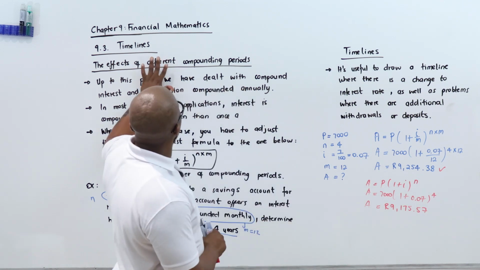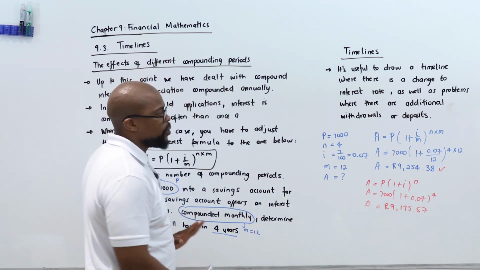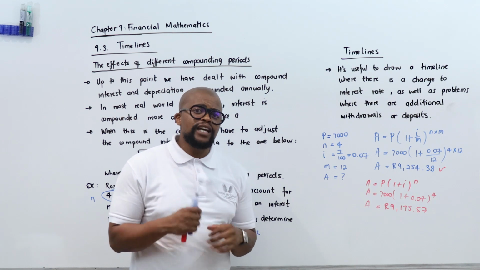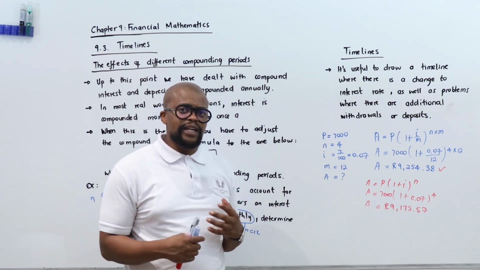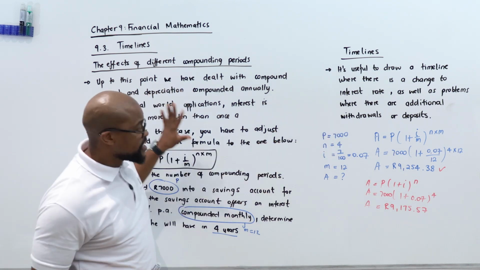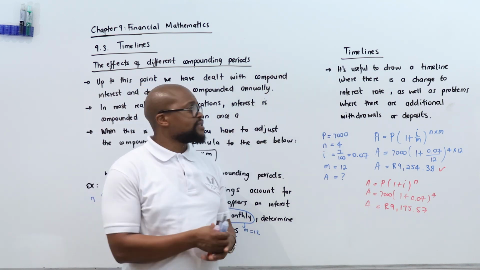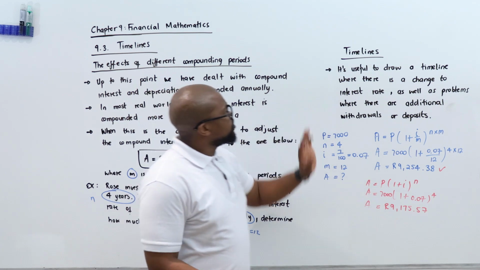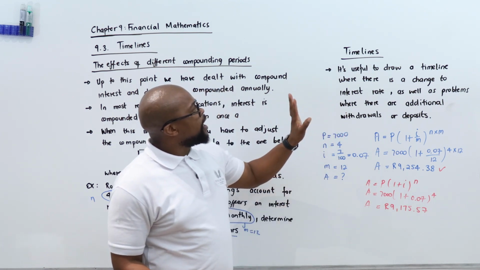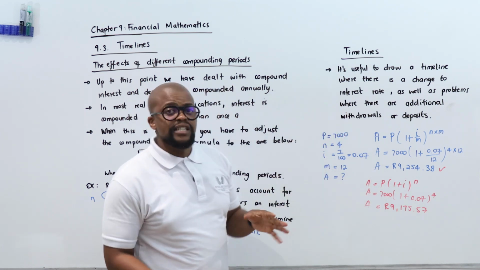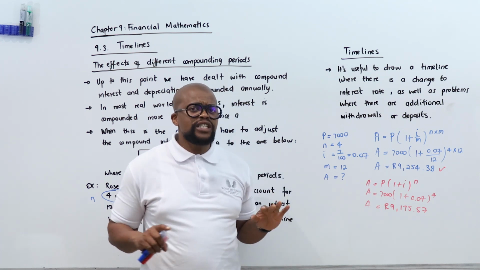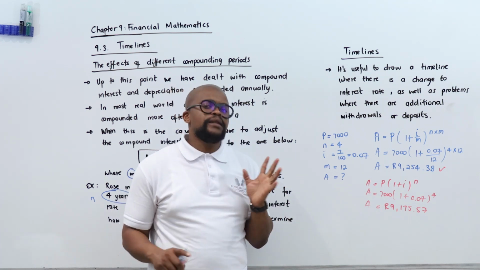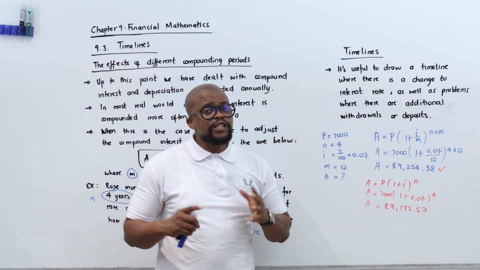So, obviously, this section is about timelines, but I thought it would be very important to start off by revising, or introducing, frequency of compounding because we're going to need a lot of this when we deal with questions around timelines. Okay, so with regards to timelines, it's always useful to draw a timeline where there's a change in interest rate. To this end, we have never dealt with any question where there are changes in the investment horizon, but it doesn't mean that it's not possible.